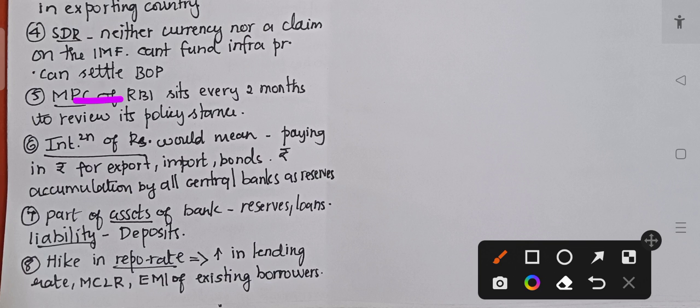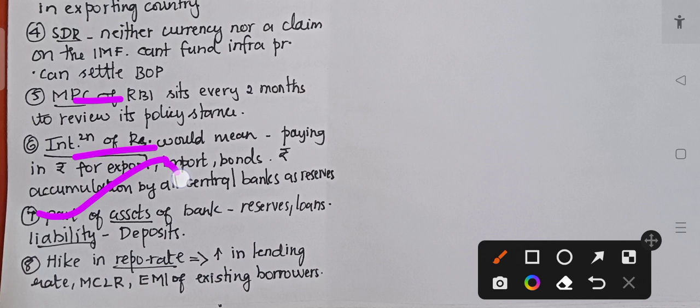And the next fact is about the internationalization of the rupee. It would mean paying in rupees for exports and imports, for issuing global bonds, etc. And the rupee being accumulated by central banks as reserves means our rupee has become internationalized.